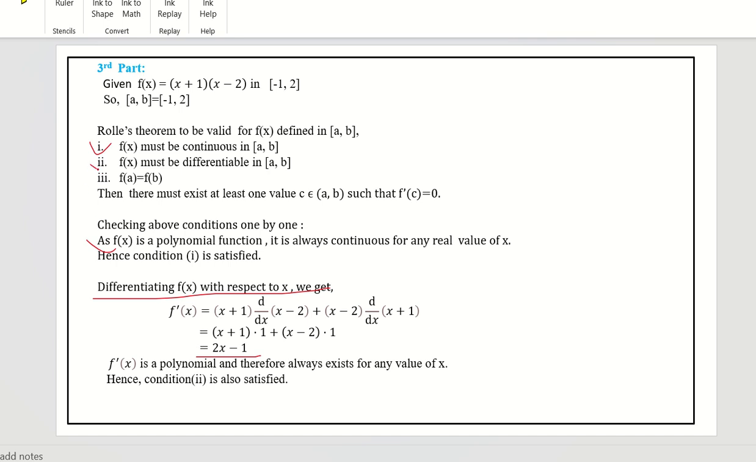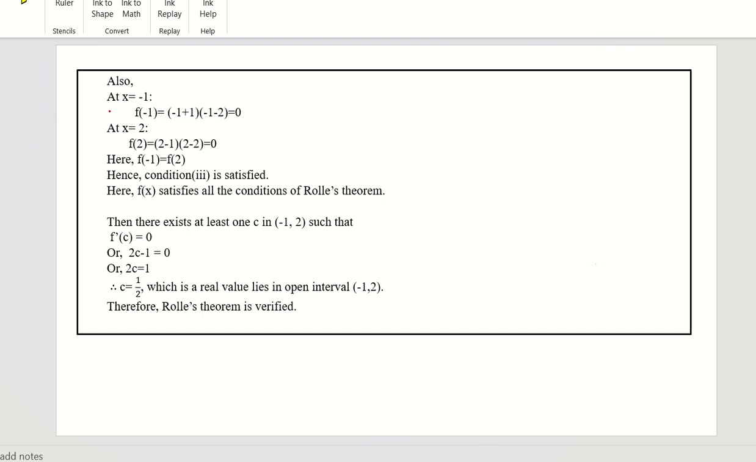So the second condition is also satisfied, because here the derivative exists. The derivative has a finite value. And the third condition is the functional value at the extreme points. Checking at x equals a, that means x equals -1, the functional value is 0. At x equals 2, b equals 2 here, f(2) equals 0. Here at the extreme points, the functional values are the same. Hence, the third condition is also satisfied.